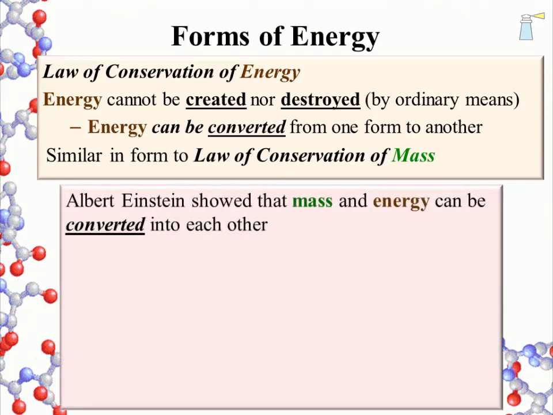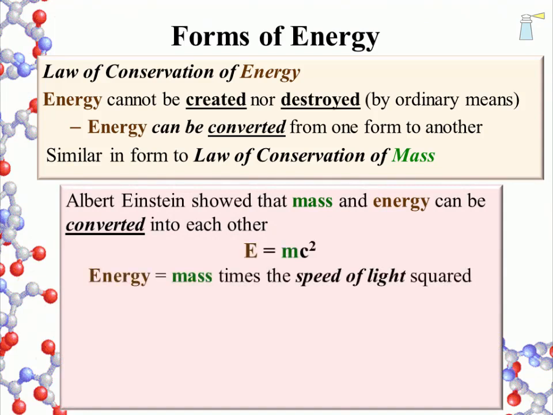Albert Einstein showed that mass and energy can be converted into each other. That interconversion is summed up in his famous equation E equals mc squared: energy equals mass times the speed of light squared. To close the loophole, the laws of conservation of mass and energy are modified to say that the total amount of mass plus energy is constant.